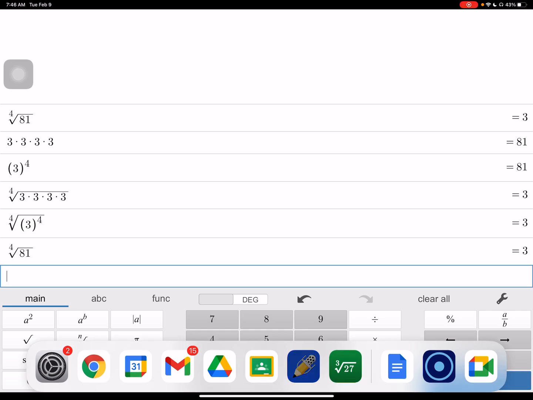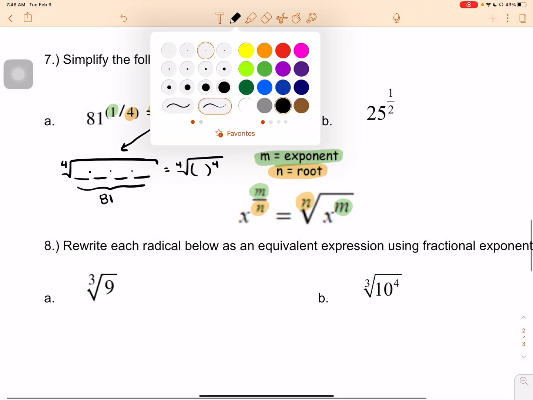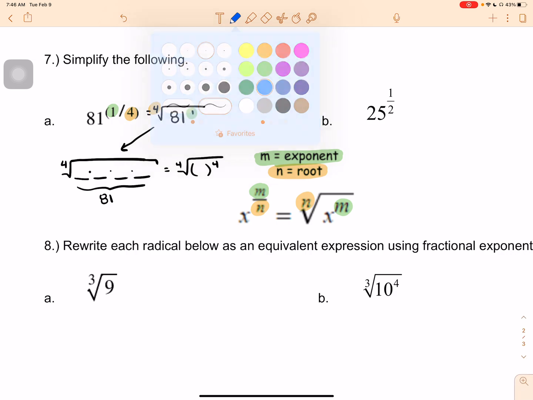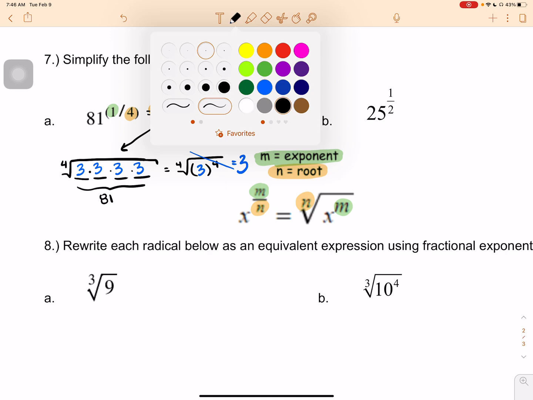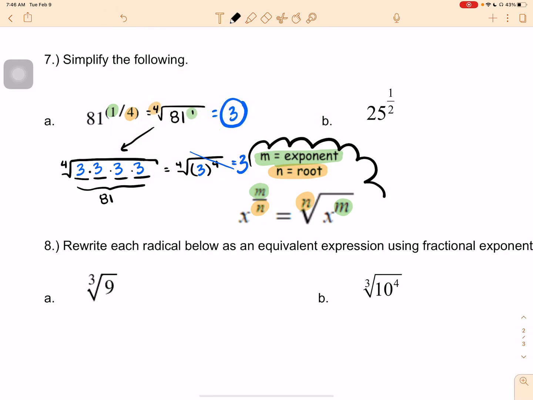So over here, you would want to write that this would be 3 times 3 times 3 times 3, which is 3 to the fourth power. Those two cancel out, so this just equals 3. So whenever you guys have these, you actually need to simplify them completely. Okay, so it says simplify the following. So that means I need to know the answer, okay? I'm going to just block this off so you guys don't think it's part of that problem.